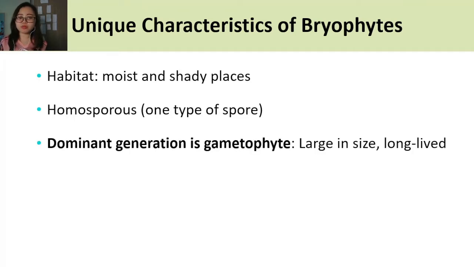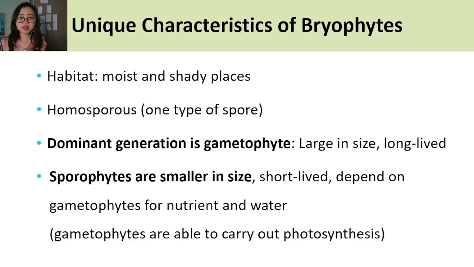The dominant generation of bryophytes is its gametophyte. As I've said in the previous video, some plants have a dominant gametophyte generation and some plants have a dominant sporophyte generation. In this group, all bryophytes will have dominant generation gametophyte. That means its gametophyte will be large in size and lives longer. Whereas the sporophytes are smaller in size, they are short-lived, and they will depend on the gametophytes for nutrients and water. So the gametophytes are able to carry out photosynthesis, but the sporophytes maybe not.